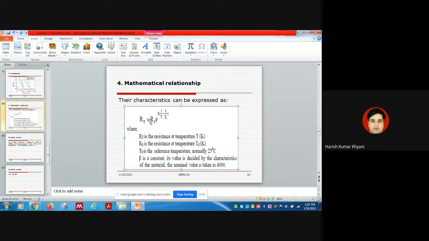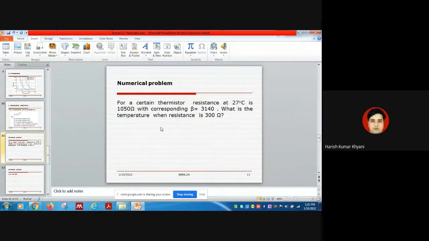Yesterday we had the coefficient alpha, but today we have a different coefficient, that is beta. This beta value depends upon the characteristics of the material, and the standard value is usually 4000, and sometimes it also varies from 2000 to 4000 depending upon the material used for the construction of thermistors.